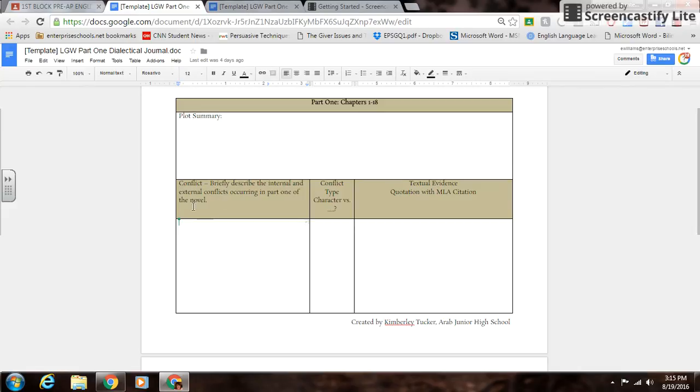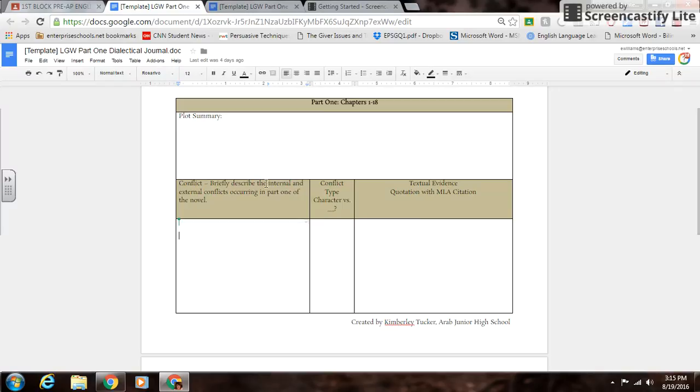Notice that this column says conflict. We'll briefly describe the internal and external conflicts occurring in part one of the novel. Remember, the only internal conflict is man versus self because the conflict is inside the character's head, inside of themselves. It's a matter of heart or mind. The other three conflicts are all external. So we're looking for the four major conflicts that occur in chapters 1 through 18. Four. So you're going to need four major conflicts, okay?